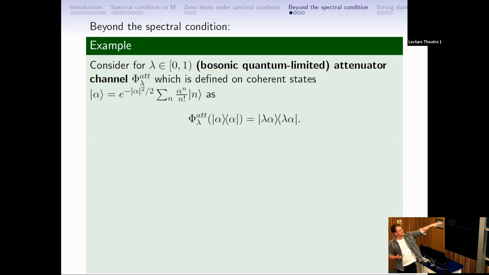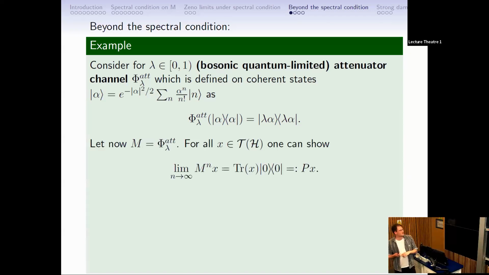So how is it defined? You have this lambda strictly smaller than 1. On coherent states, its action is very simply defined as getting a new coherent state out, but with damped parameter alpha. From that, it's easy to see that it satisfies some strong power convergence. You take M as being the attenuator channel, and it converges to this replacer channel, where you essentially replace every state with the vacuum state, so 0 photons.